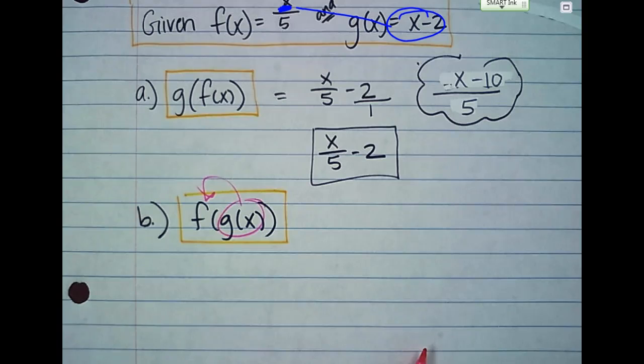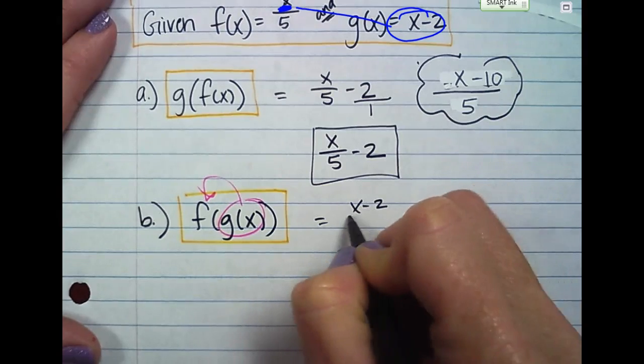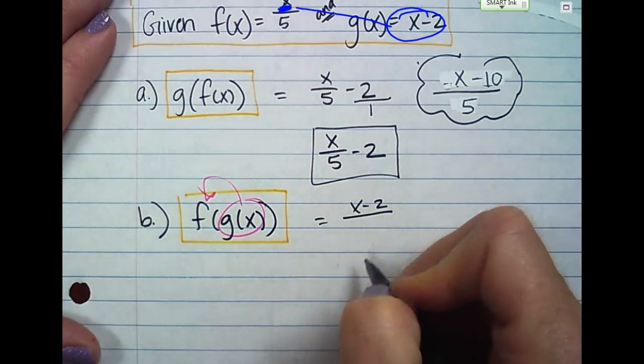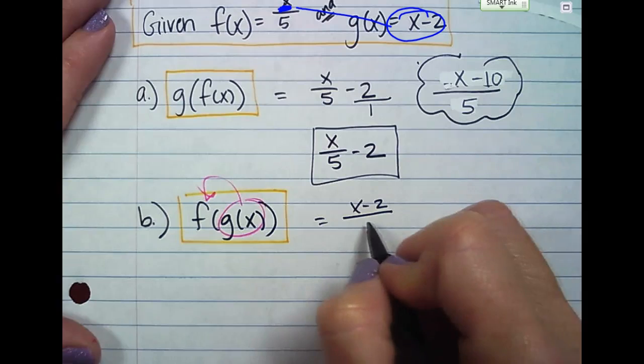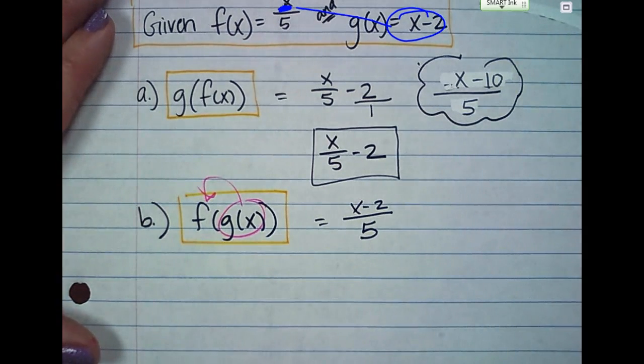So what's the new numerator going to be? x minus 2. What's the denominator going to be? 5. Good, you got it. So the numerator then is going to be x minus 2, and the denominator is going to be what? 5. Not x minus 2.